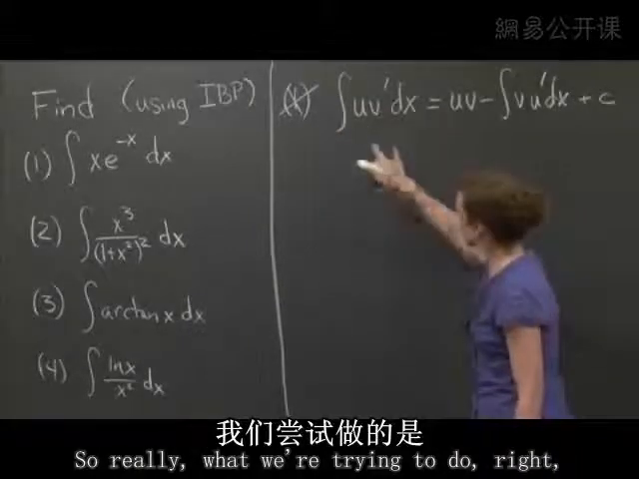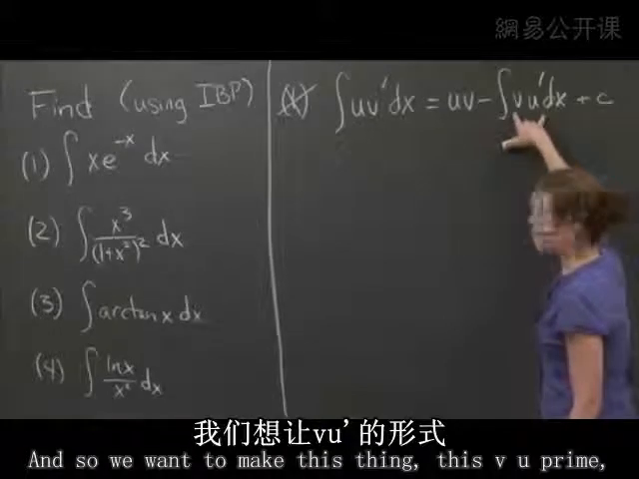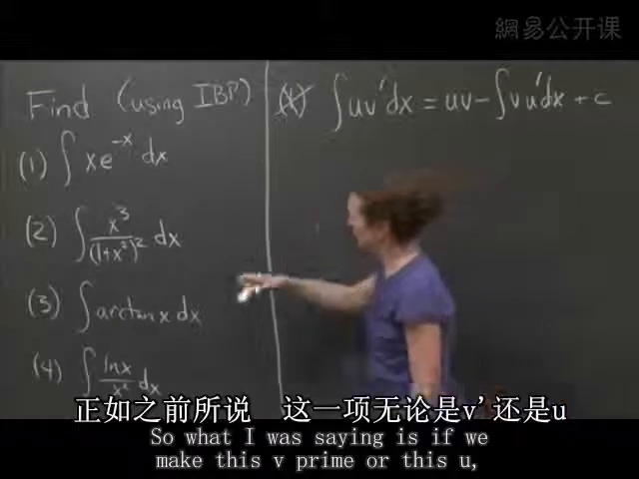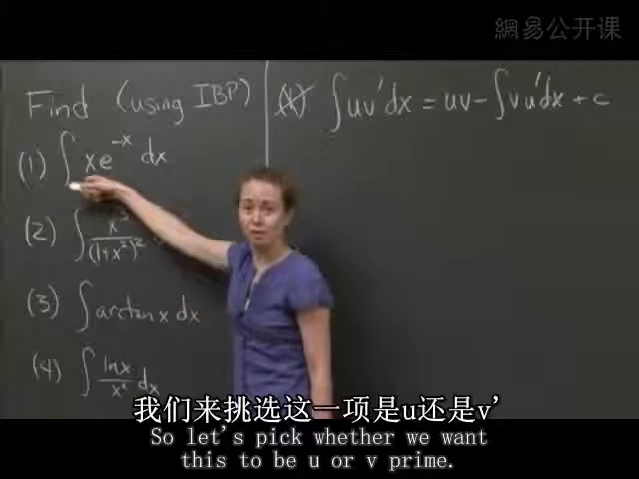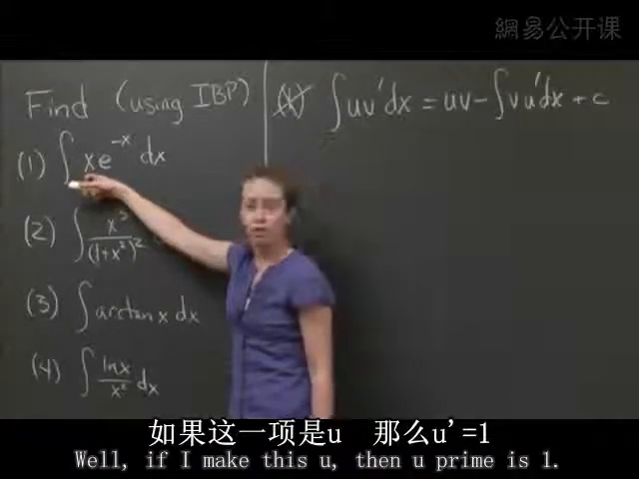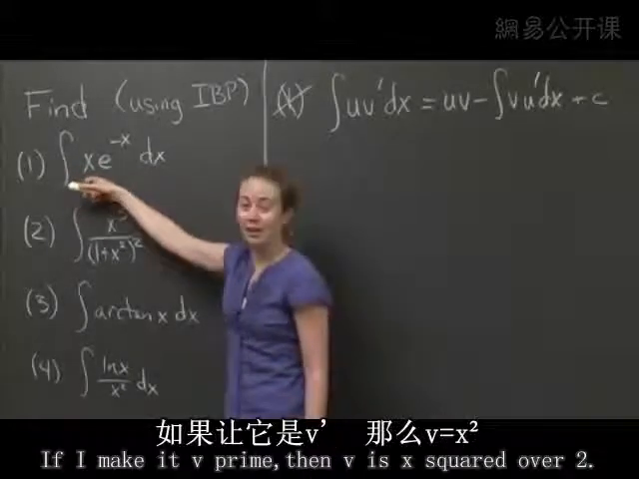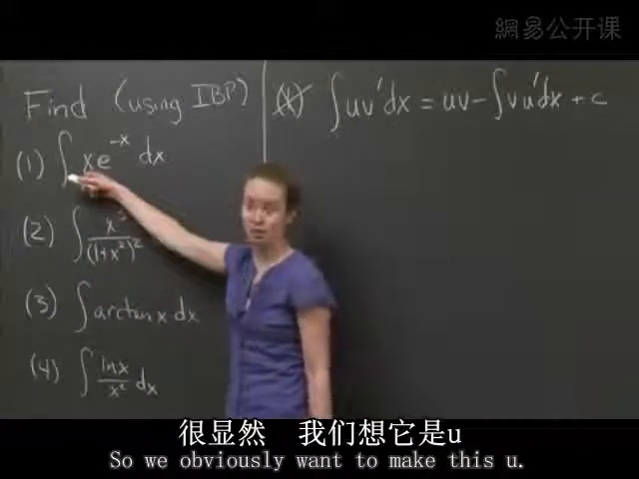So really, what we're trying to do is pick the u and v prime. And so we want to make this, v u prime, as simple as possible. So what I was saying is, if we make this v prime or this u, it doesn't matter. So let's pick whether we want this to be u or v prime. Well, if I make this u, then u prime is 1. That's good. If I make it v prime, then v is x squared over 2. That's more complicated. So we obviously want to make this u.